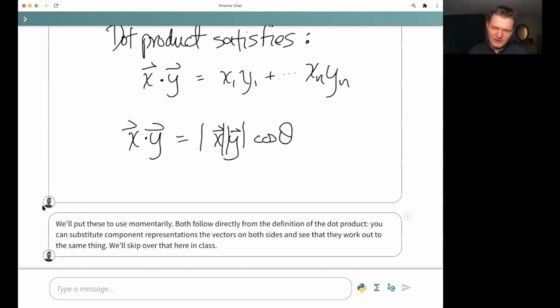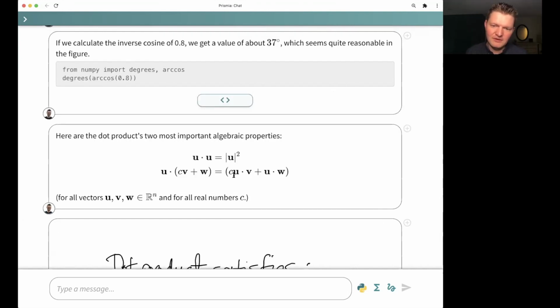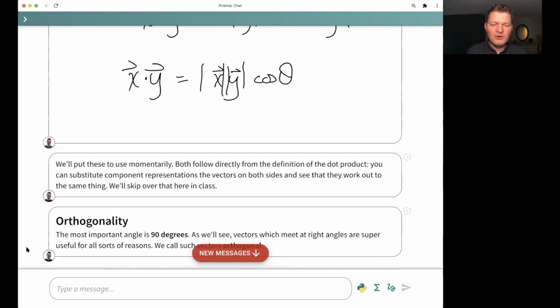But if you are concerned about either of these properties, you can just work out both sides in terms of components and see that they are the same thing. So it just kind of follows from the definition. There's not something tricky to show. It's just a little dry. So we're going to skip it. All right. So the most important angle is 90 degrees. You'd be interested in other angles in other situations.